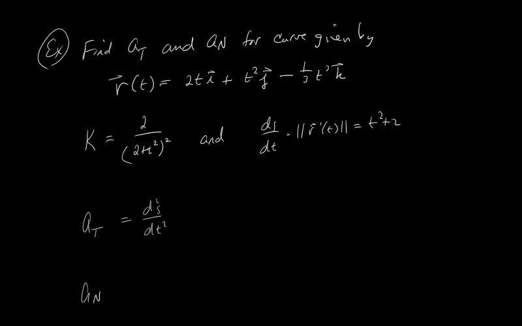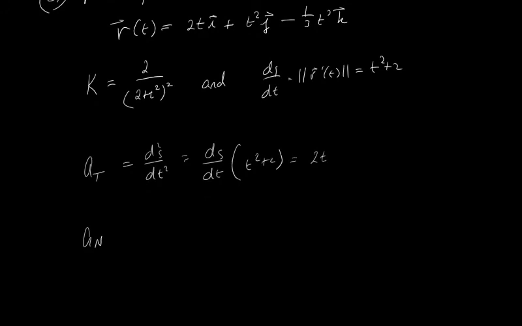So a sub t is the second derivative of s with respect to t. We already know the first derivative. The first derivative is t squared plus 2, right? That's ds dt. So we're going to take the derivative of t squared plus 2. That's going to be equal to 2t, and the derivative of 2 is 0. So that's equal to 2t. There's our tangent component of the acceleration.